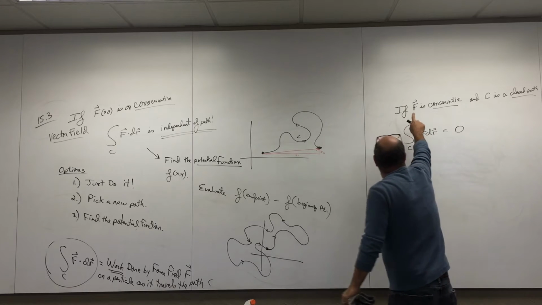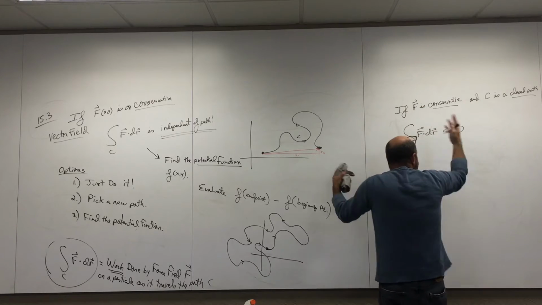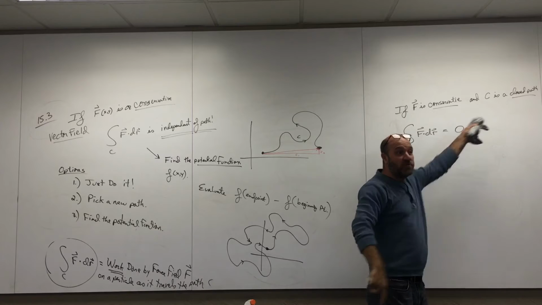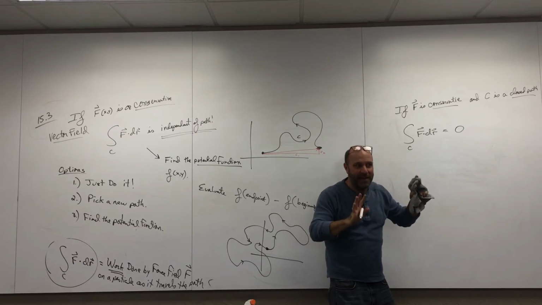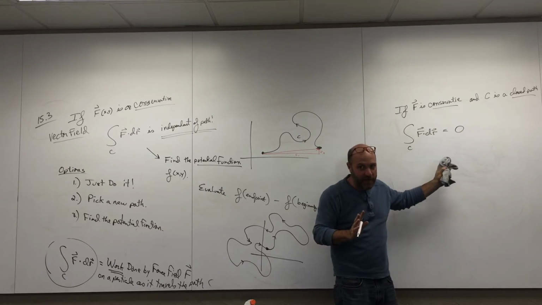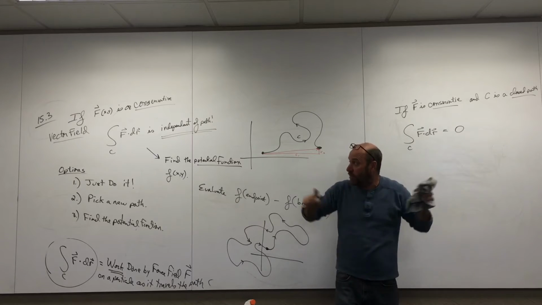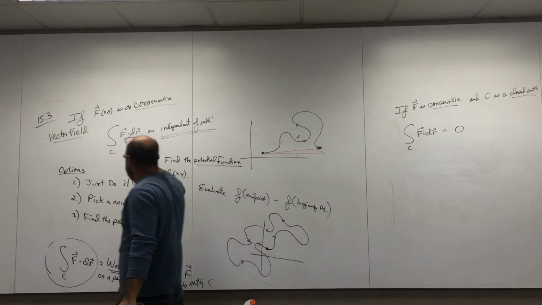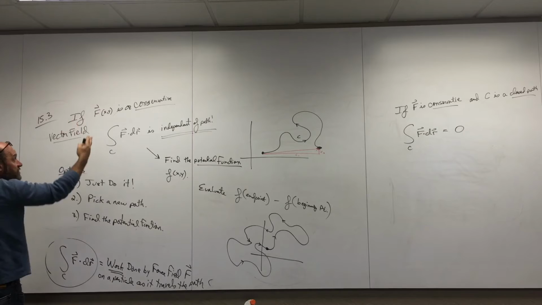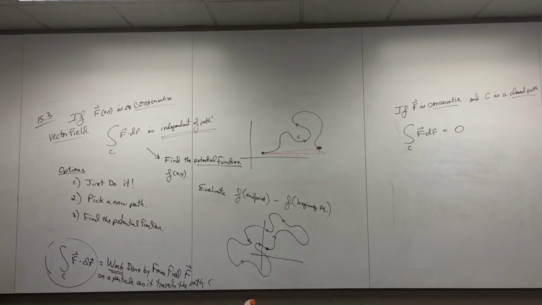Sometimes we latch onto this idea: oh, it's a closed path, the answer is 0. Wait a minute. Is the vector field conservative? That's the key to all these options. That's what happens in 15.3. If the vector field's conservative, dude, we got options.